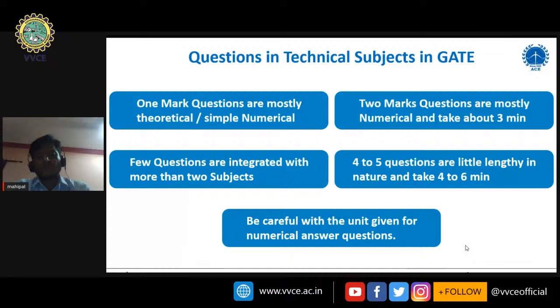Okay. So the next question is how to identify these 4 to 5 questions in the examination. There is no shortcut, my dear friends, for this. The only way is you need to practice plenty of questions. Then you yourself will realize that yes, I have solved this type of question in my preparation, so this is a lengthy question. Let me answer this at the end of the examination. So that's what you need to do in the preparation for GATE and ESE and other competitive examinations.